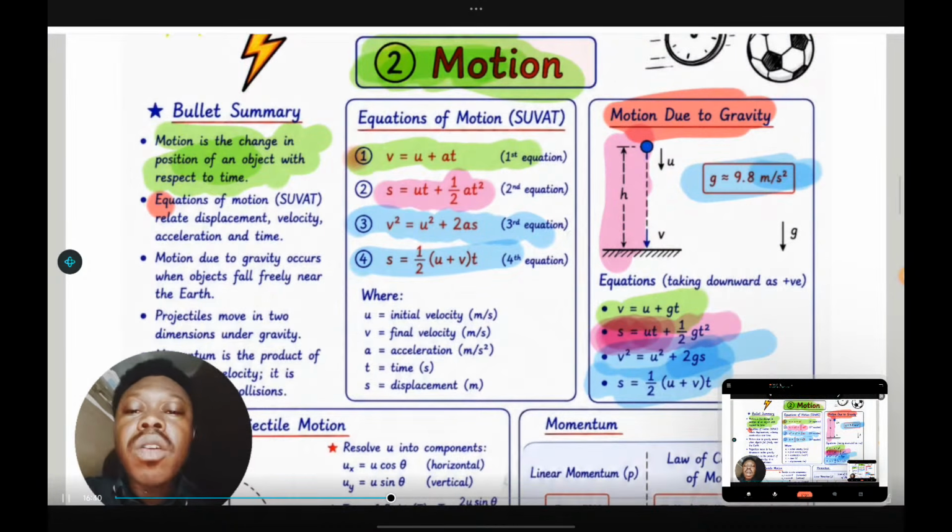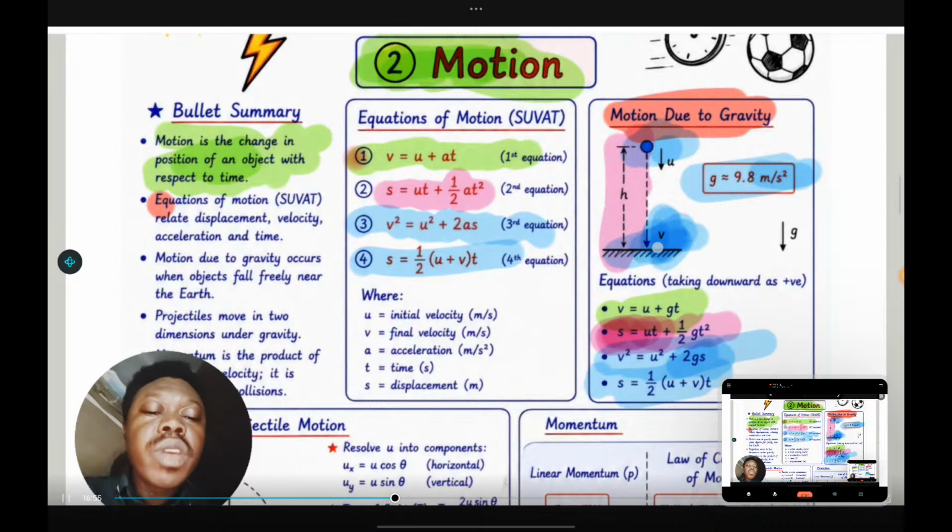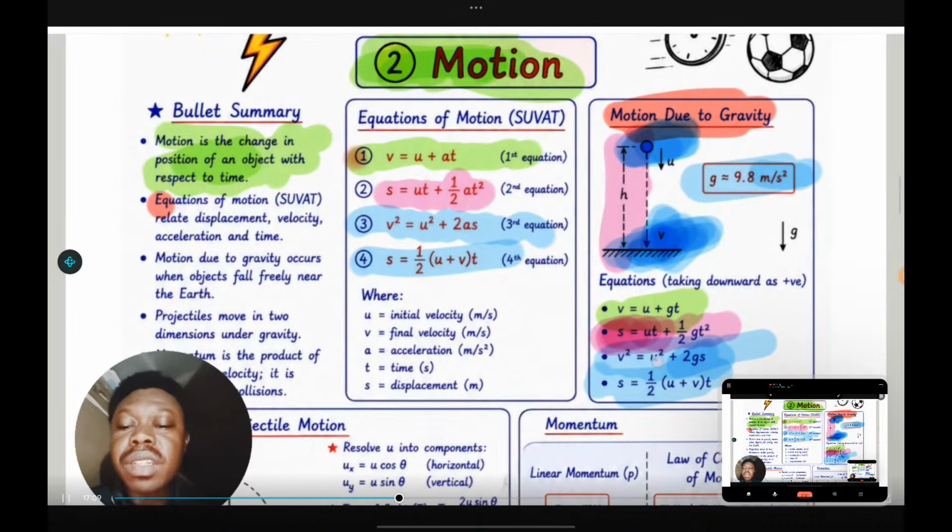Now, when you throw an object upward, your u at this level is not 0, while your v here is 0. When you are releasing an object, your u here becomes 0 and your v here is not 0. Please take note of all these differences.